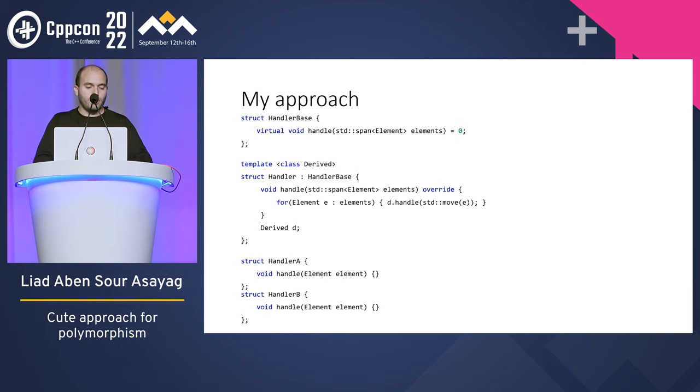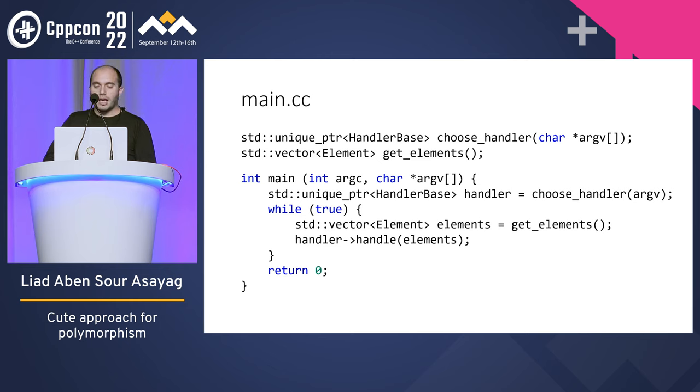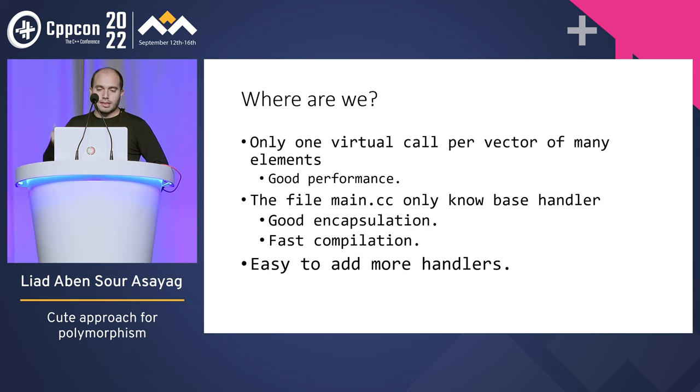So if I want to add a handler C, I just add it. And then my choose handler, instead of returning handler A, will return handler templated on handler A, and that way I can just choose the handler. Now I have good performance, my main file only knows the handler base, so I have good encapsulation and fast compilation, and it's easy to add more handlers. So if you have aggregated input, it's a nice pattern.